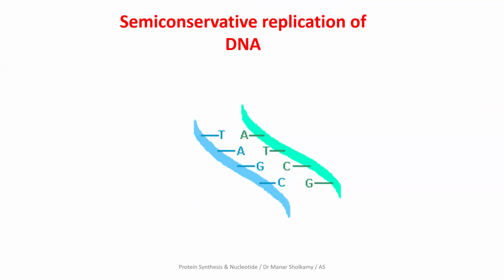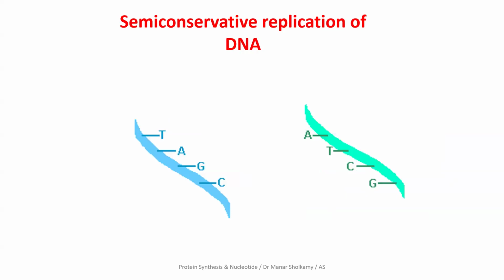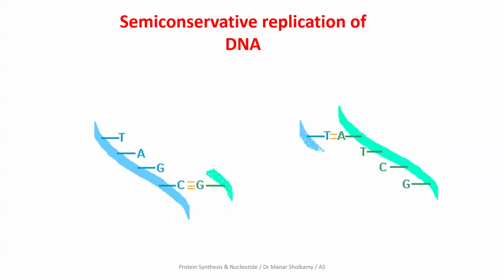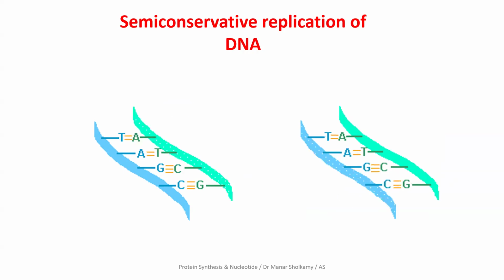This is the semi-conservative replication. We will use 2 original strands to act as a template, and every original strand will be available or present in the final DNA molecule. That's why we will conserve one of the strands in every DNA molecule. That's why it is called the semi-conservative replication of DNA.